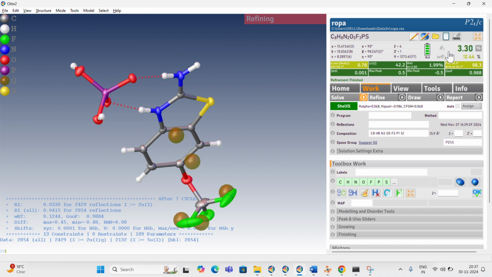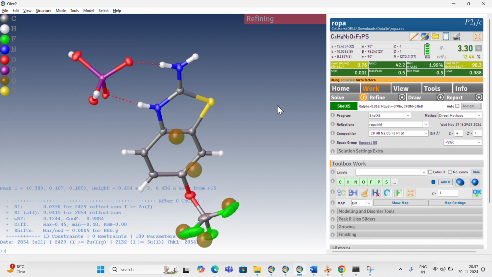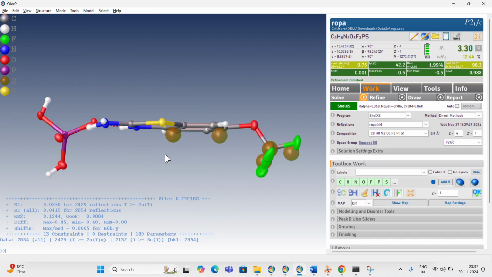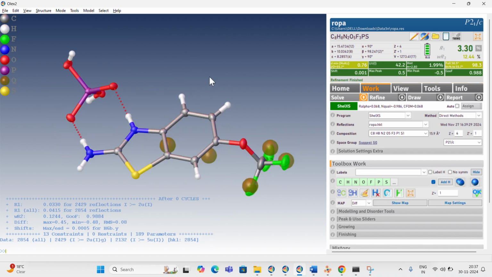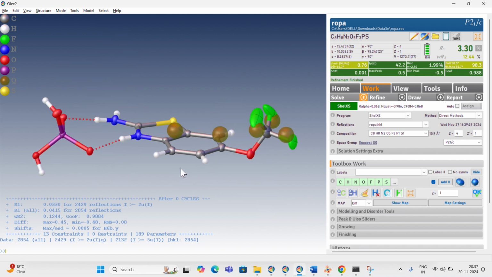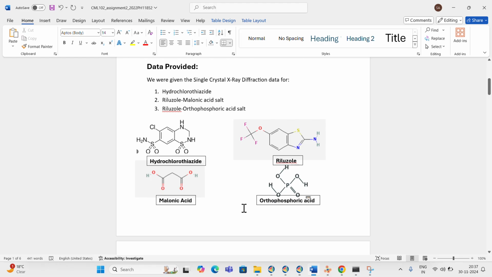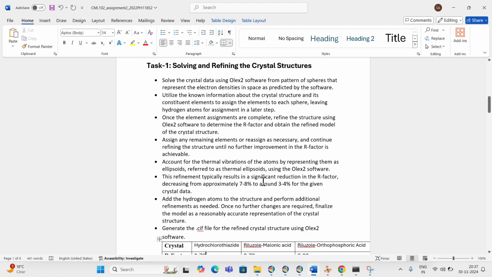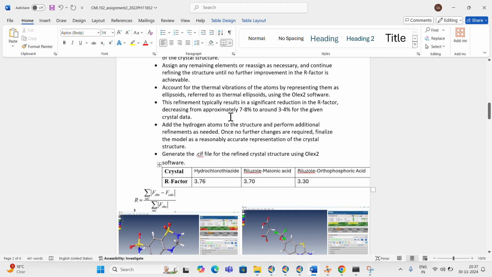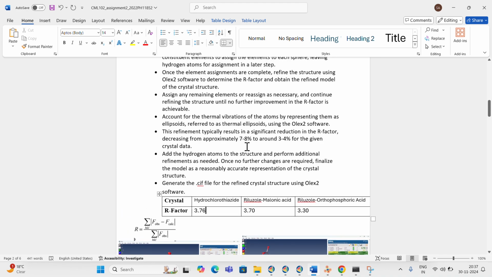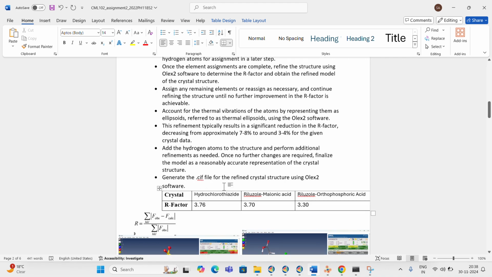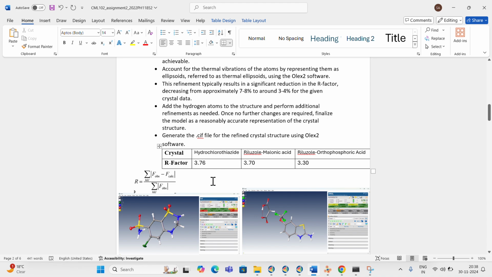Yeah, this is 3.3 now. So as you can see, this is our formed crystal structure, with an R factor of 3.3, which is very low. So this is how we can use OLX2 to solve the structure. And also when we added ellipsoids instead of spheres, the R factor reduced from 7 or 8 to 3 or 4, which is very good. And we can save this as a .cif file, which we will use in the next task in Vesta.